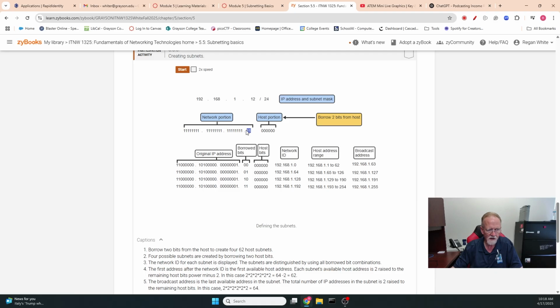These are the 2 bits we borrowed. This used to be 8 ones and 8 ones and 8 ones and 8 zeros. We borrowed these 2 and turned them into ones. So now what we've got left are the host bits: 1, 2, 3, 4, 5, 6. So we've got 6 bits worth of host.